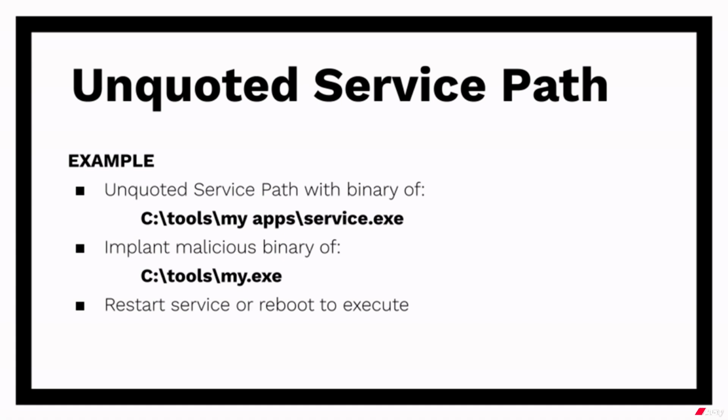Unquoted service path vulnerabilities occur when a service is misconfigured by referencing its service binary without being wrapped in quotes, along with having a space somewhere in that full path. This would allow an attacker to implant a malicious binary where the space occurs, due to how the Windows CreateProcess function is designed. So in this example, if the referenced binary for that service was not wrapped in quotes, as we see here, an attacker could implant a malicious binary where that space occurs.